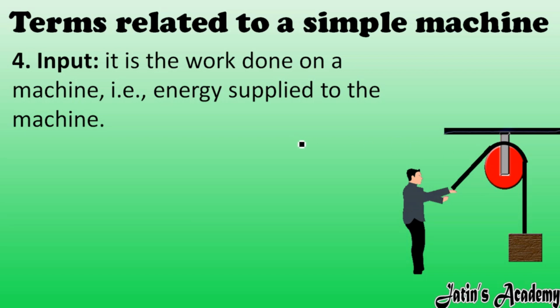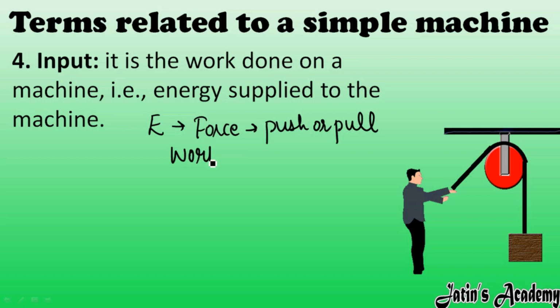But don't get confused between effort and input. Actually, in effort I told that it is whatever force we are applying on the machine. Effort means force, we are applying force. Force means push or pull to an object. Push or pull to any object is known as force. But here in case of input I am saying work done on the machine. Work done means what? Work done means force multiplied by distance. Means how much force we are applying on the machine and how much distance it is moving. Okay. So work done means force multiplied by distance, and simple force means push or pull to an object.